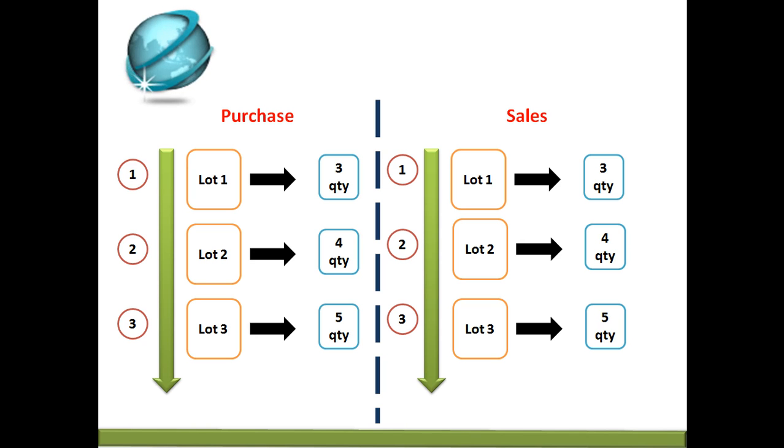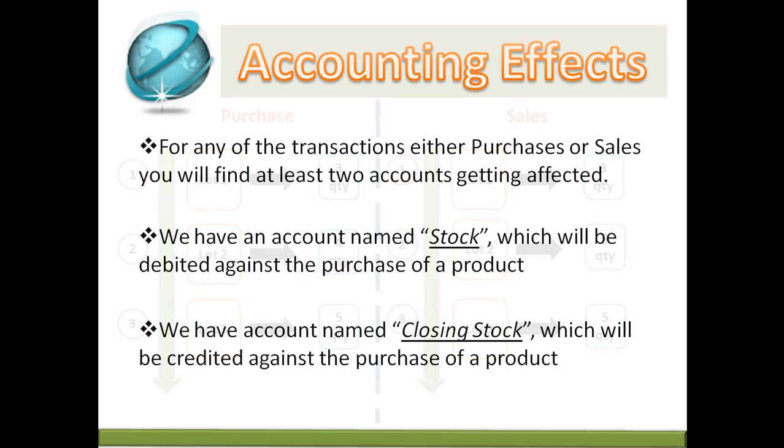Now, as this is the FIFO method, during the sales, quantities will be consumed from the very first production lot, and here the very first production lot is lot 1. So during the sales, the quantities will first be consumed from lot 1, then from lot 2 and finally from lot 3. That gives me the method of FIFO. Now let's move ahead and see the accounting effects for the logistic flows.